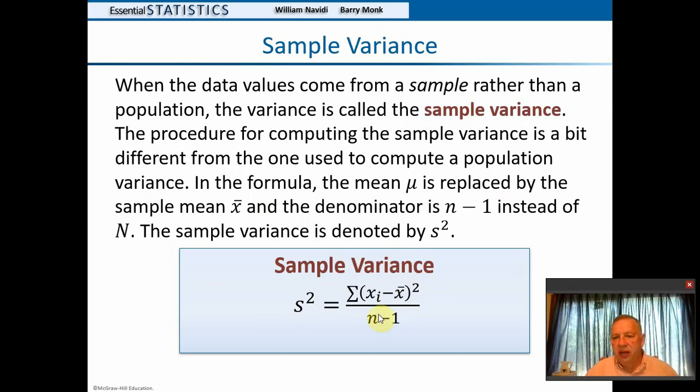And here, when we were dividing by n before, if it's sample data, I'm going to divide by n minus 1. And the reason we do this is that we don't have all of the data, and this tends to be a better estimate of what the population variance would be.